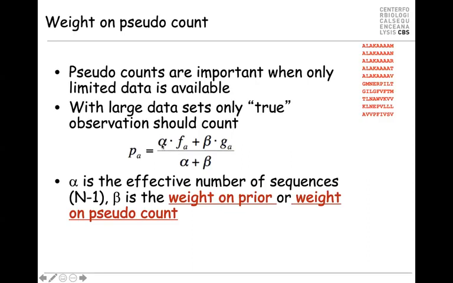Okay, and what is alpha? Alpha is the effective number of sequences, which is in essence just the number of sequences minus 1. And beta is the so-called weight on prior or weight on pseudo count. It's an empirical number that you estimate once and for all and use that moving forward. And that number is in general somewhere between 50 and 200, right? And I will show you in a minute a way to estimate what that value should be.